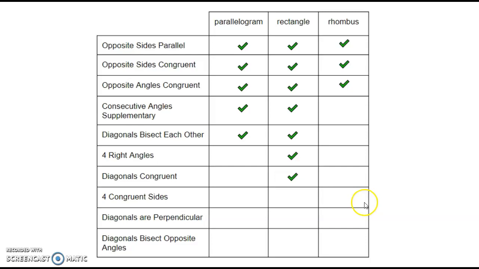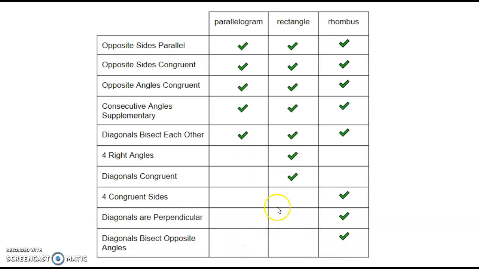So if we bring up this chart again here, notice how we have the parallelogram with its 5 properties, the rectangle with the same properties as a parallelogram, plus its 2 new ones. The rhombus here will again have those same 5 properties, but then it will have these 3 new additional ones. Because we are able to know that, we know that the shape is a rhombus. It will have 4 congruent sides, the diagonals are perpendicular, and the diagonals bisect opposite angles.